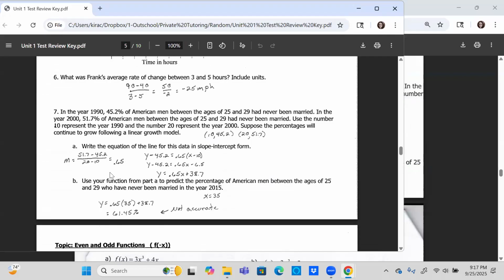Wait, they got 0.65. Okay, I got the same answer as them. Oh, they did not change the percents. That's fine. Mine is still right. So they just left it as percents.